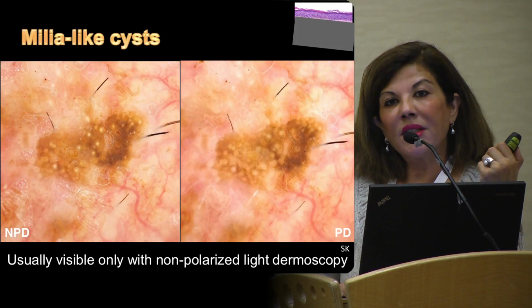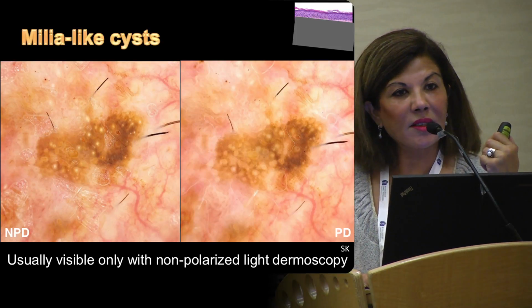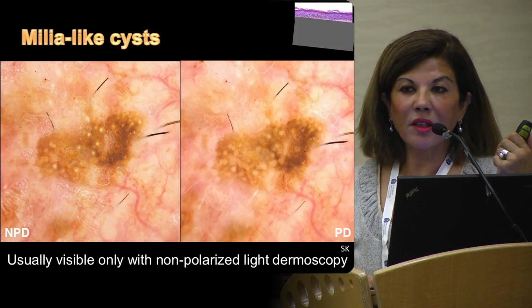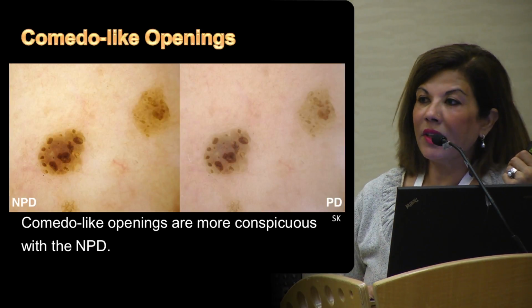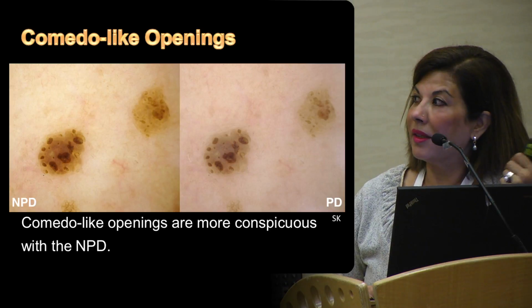The other structures that you can see under the dermatoscope are milia-like cysts, and these are keratin plugs that appear white in color. Comedo-like openings are keratin-filled invaginations that look like brown holes.